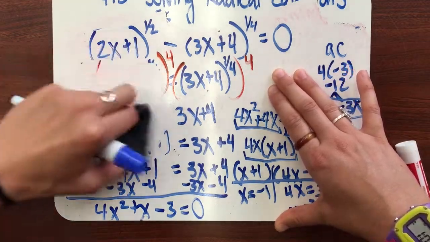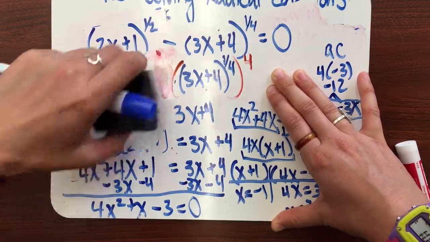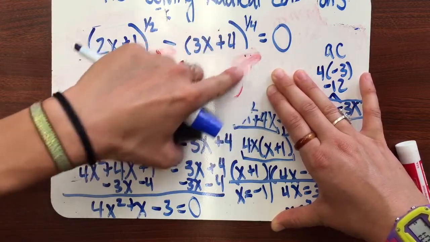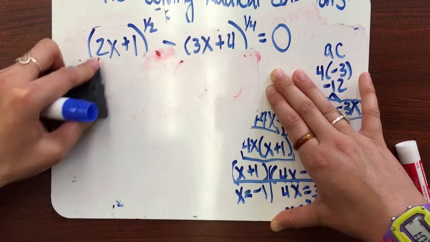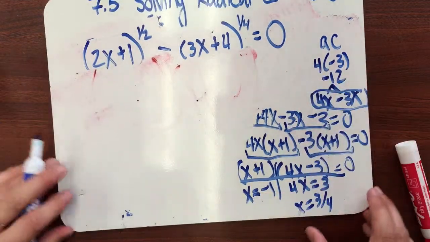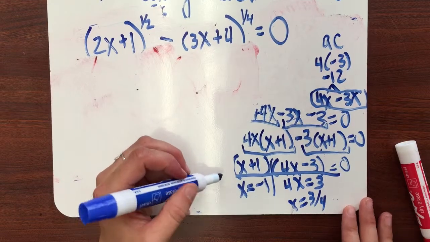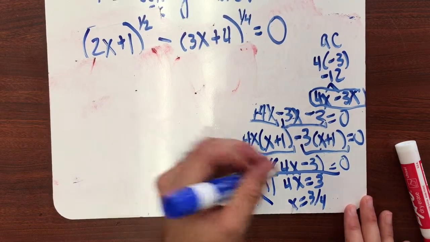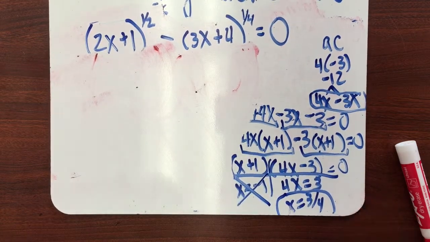So again, we're going to plug that into our original problem and see if that will work out. So we'll plug that in and see which one works. And once you plug that in, you're going to find out that x equals negative 1 does not work. It's an extraneous solution, which means your only answer is x equals 3/4.